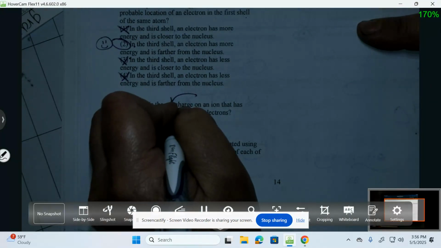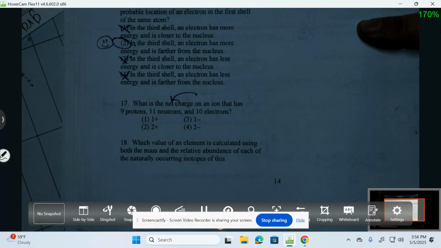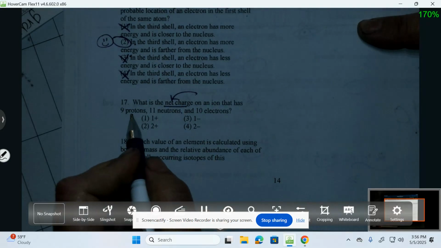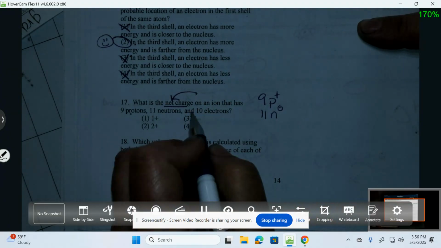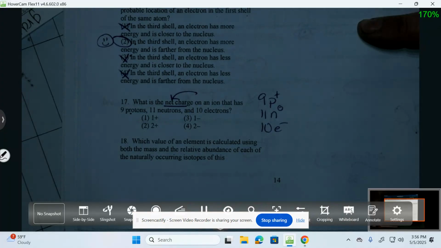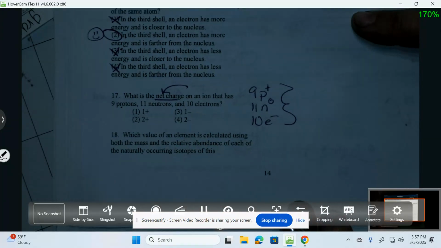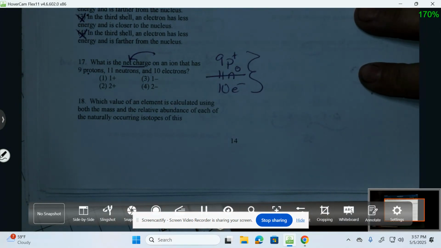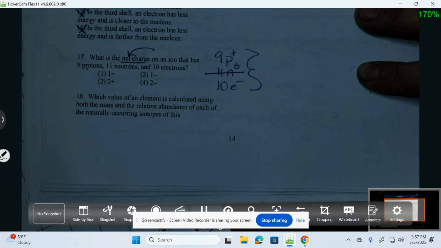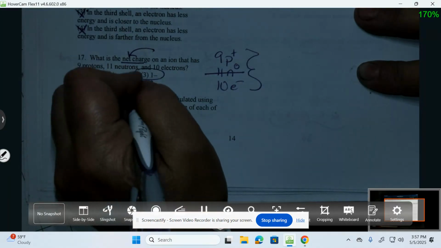What is the net charge of an ion that has 9 protons, 11 neutrons, and 10 electrons? Net means overall. So if it has 9 positives and it has 11 zeros and 10 negatives, what is its overall charge? Do we care about the neutrons? No. 9 positives and 10 negatives. So what is its overall charge going to be? -1. -1. I love it.